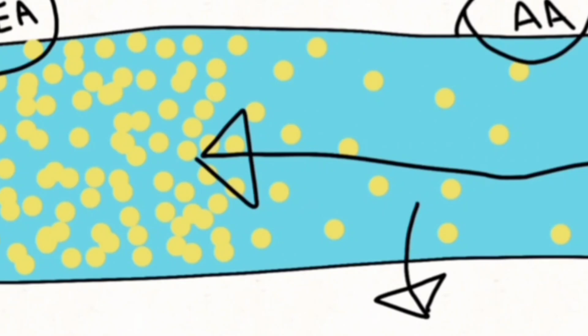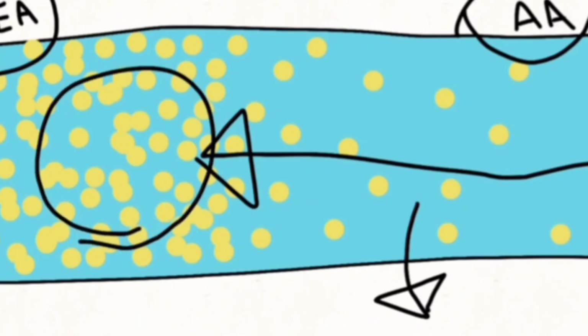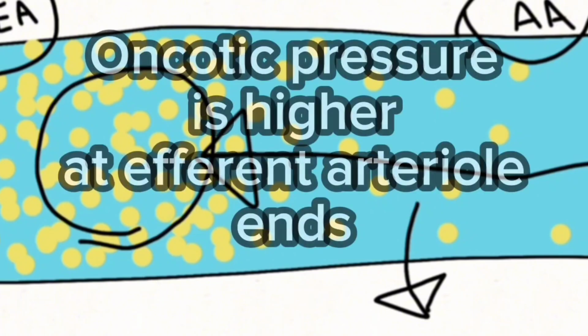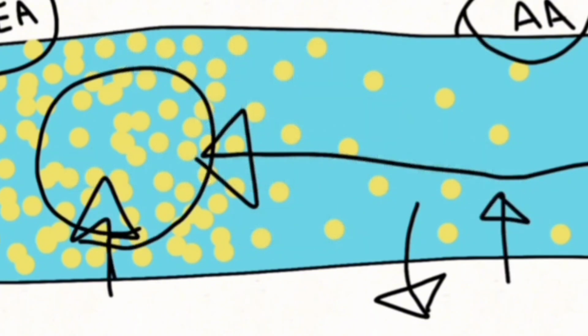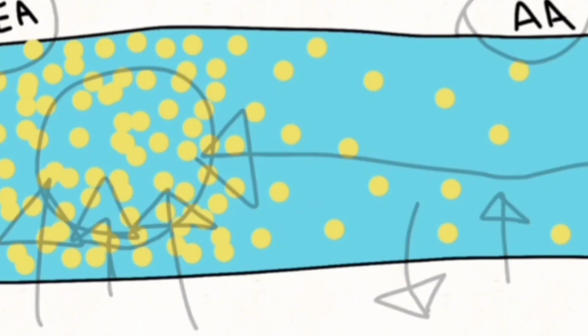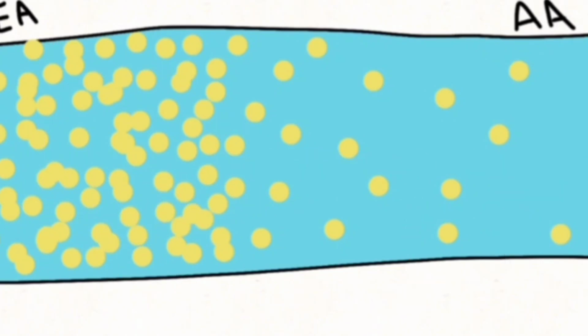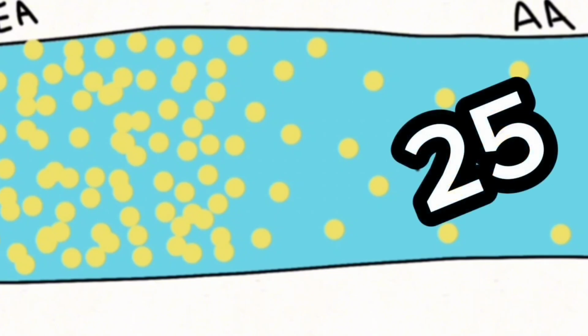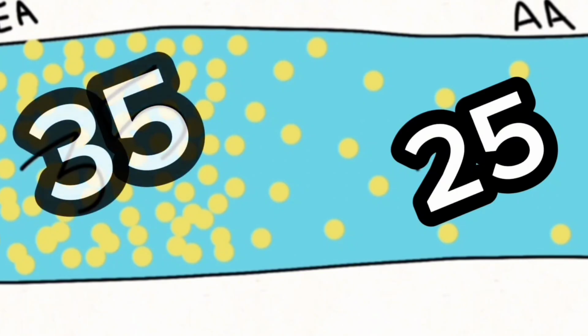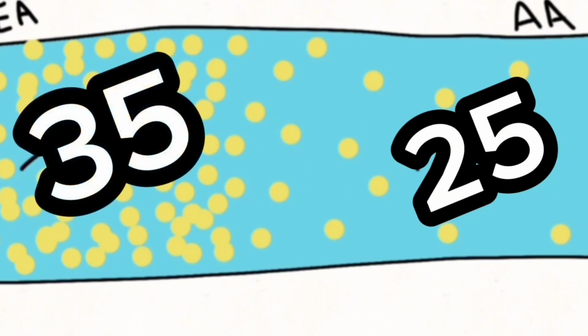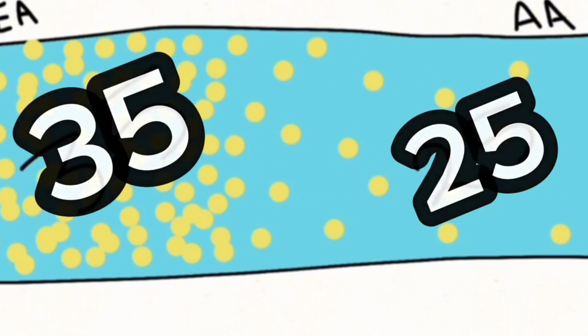So what happens? The protein concentration increases as blood moves along the capillary, which means oncotic pressure rises. At the afferent arteriolar end, the oncotic pressure might be around 25. But by the time blood reaches the efferent arteriolar end, it can rise to 35 or even more. This increasing oncotic pressure acts against filtration, and it's one of the reasons why glomerular filtration rate isn't just sky high all the time. There is a balance.